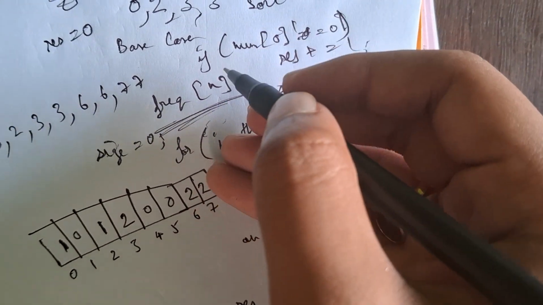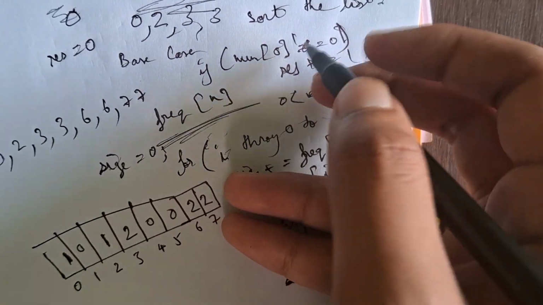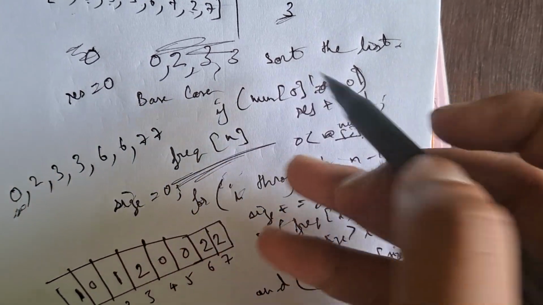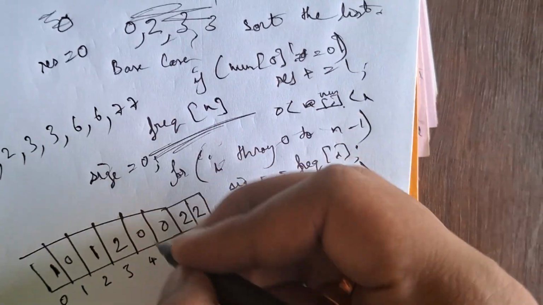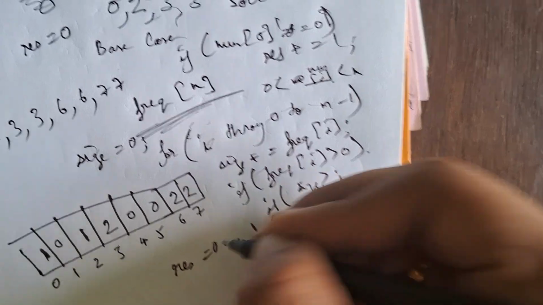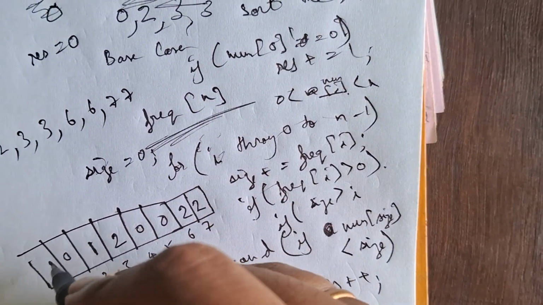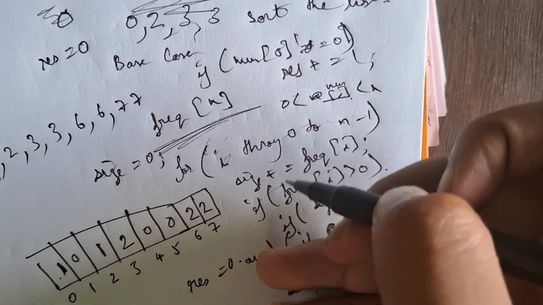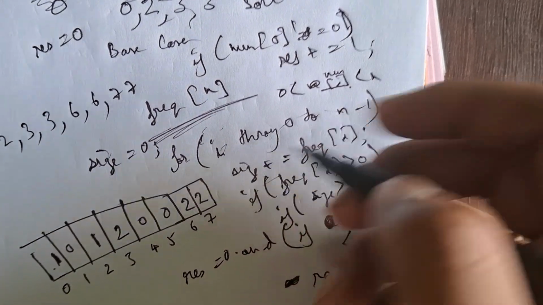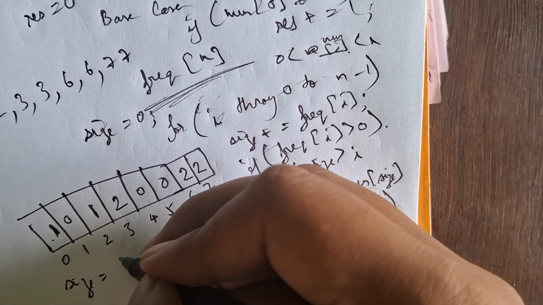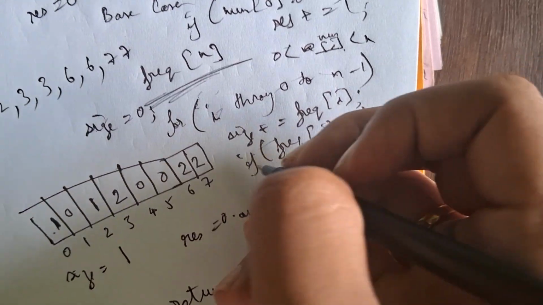So initially, what is the base case? If nums[0] is not equal to 0, we make result plus 1, but over here nums[0] is equal to 0, so we are not going to do that. So result is initially 0. Now we are going to iterate i from 0 to n minus 1. Size plus equals frequency of i, so after this operation size is 1.